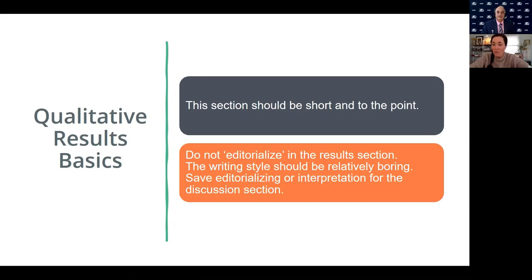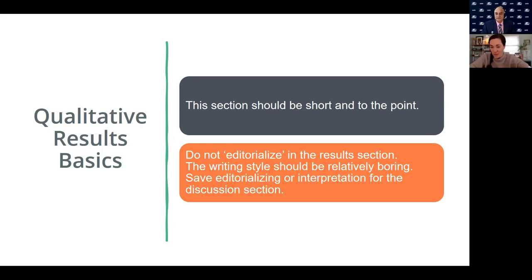And the qualitative results section is about presenting those insights, but getting to the point and using that as your simple explanation of what you found, and leaving the discussion of what the meaning is that goes with those findings for the discussion section. So don't editorialize in your results section. Examples of that are when you start a sentence by saying, "Interestingly, participants said." Interestingly is an editorial. You're giving us your opinion that you think it's interesting.